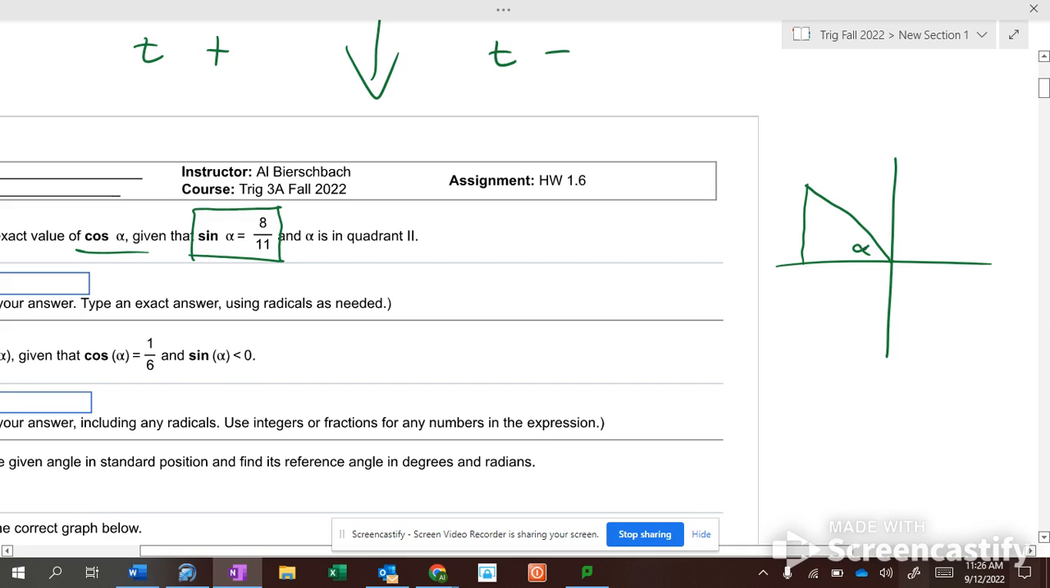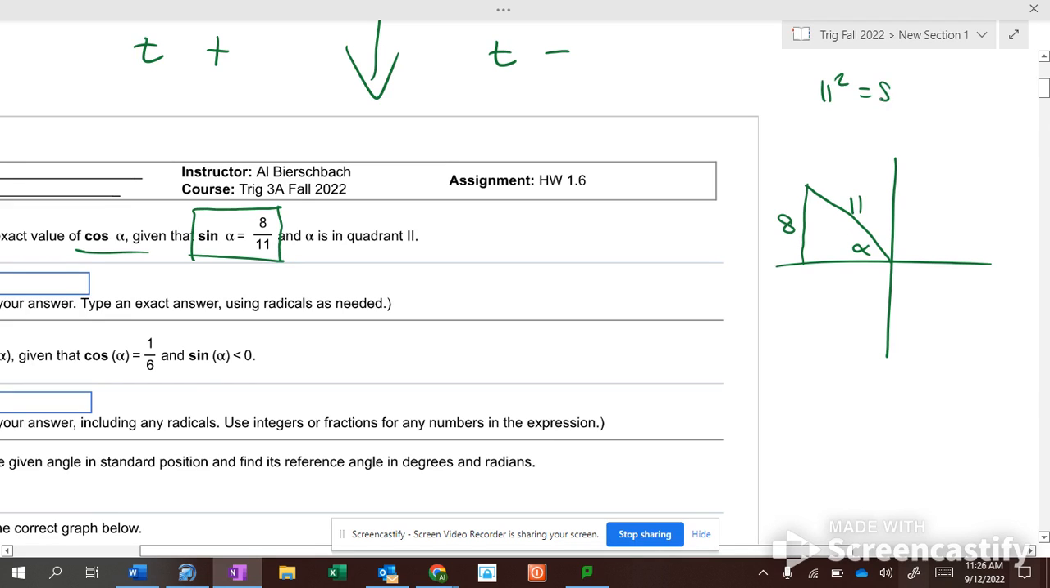I know sine is opposite over hypotenuse. Opposite is 8, hypotenuse is 11. If I want to figure out the cosine, I need my adjacent. How do I figure out my adjacent side? Pythagorean theorem.